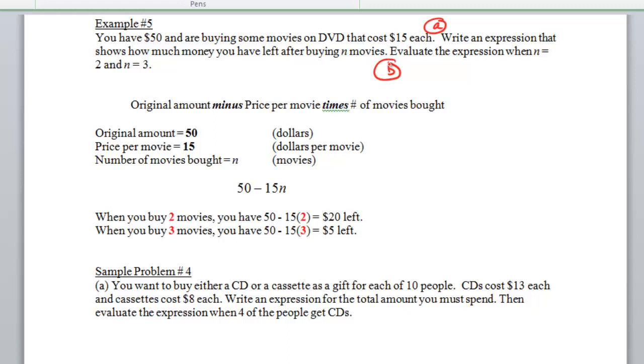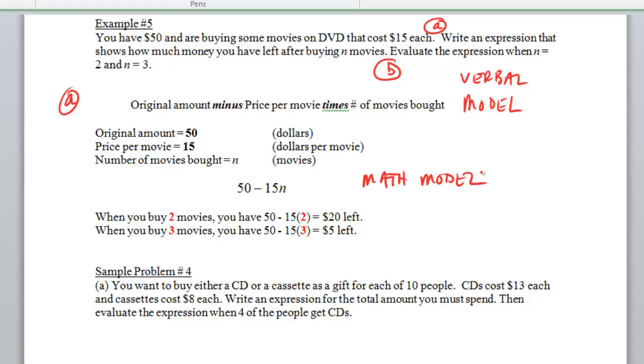So we can start very simply right here. What we have here is a verbal model, and we can write it in words what we're actually going to do mathematically. We say we're going to take the original amount minus the price per movie times the number of movies that we've bought. And of course we're writing an expression, so we want to write a mathematical expression. If we take the words and replace them with numbers and variables, then we can convert that to a math model.